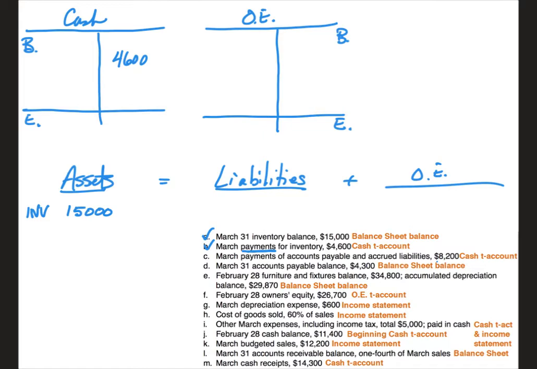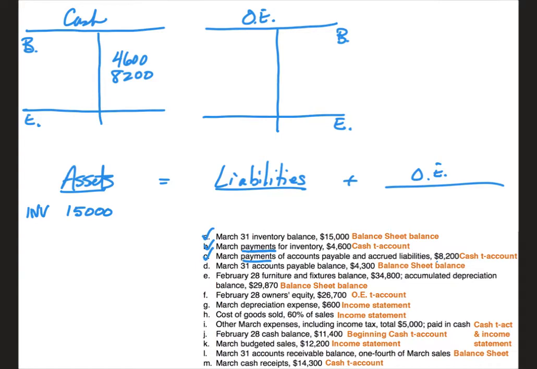Letter C, March payments of accounts payable and accrued liabilities are $8,200. So again, we have this keyword, payments. So we paid a total of $8,200. It says we paid them on accounts payable and accrued liabilities, but we don't know what the balances are in those accounts yet. So there's not much we can do with those at this point. So let's keep moving forward.